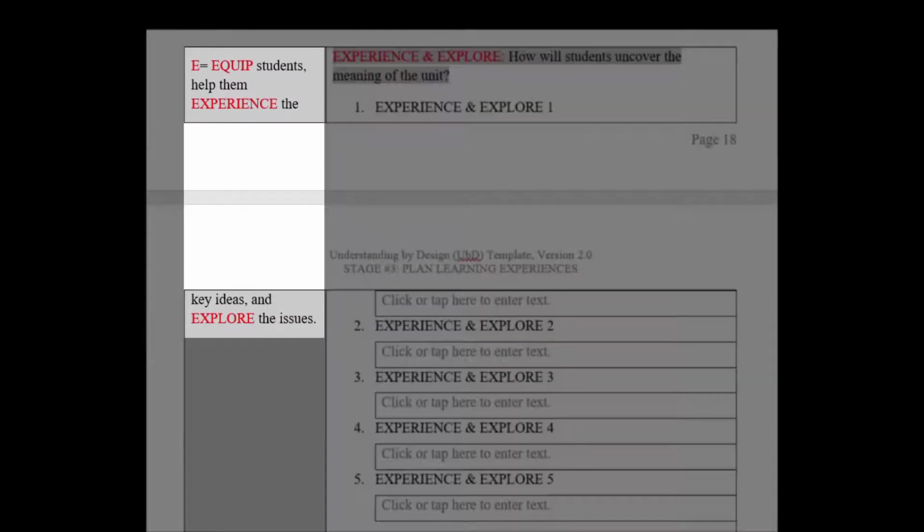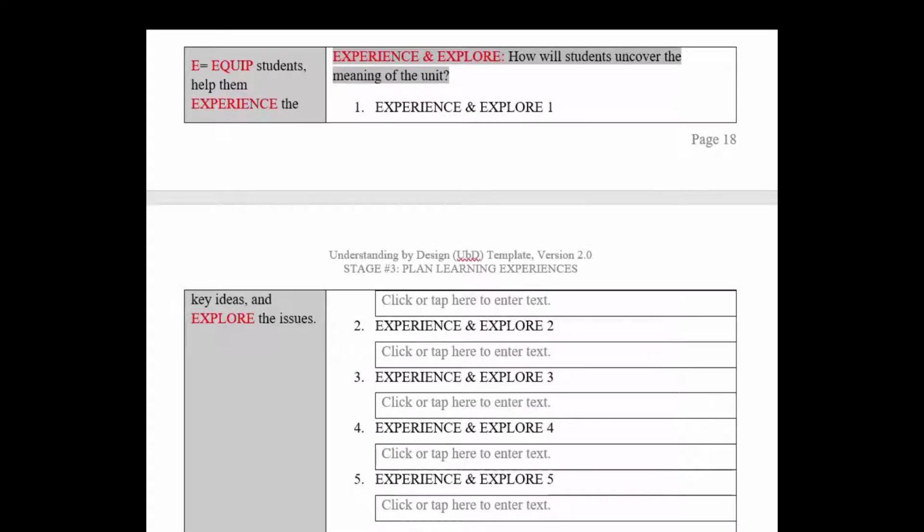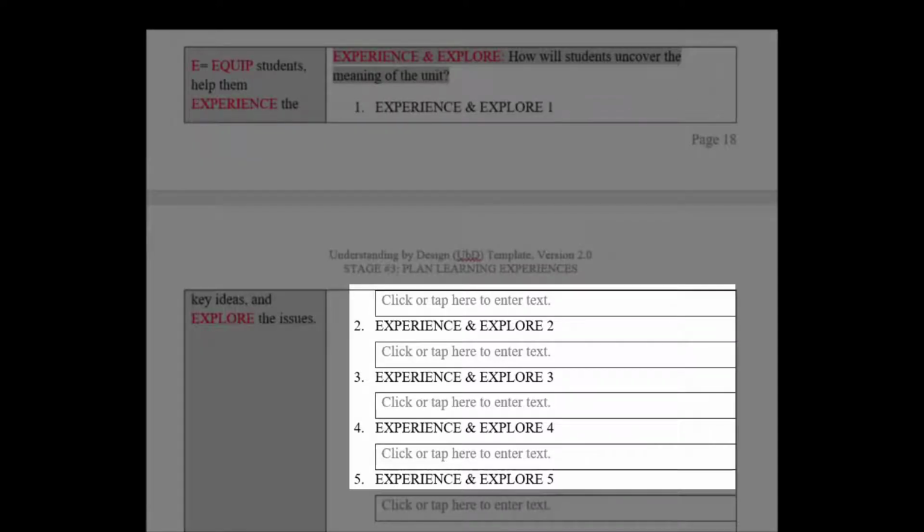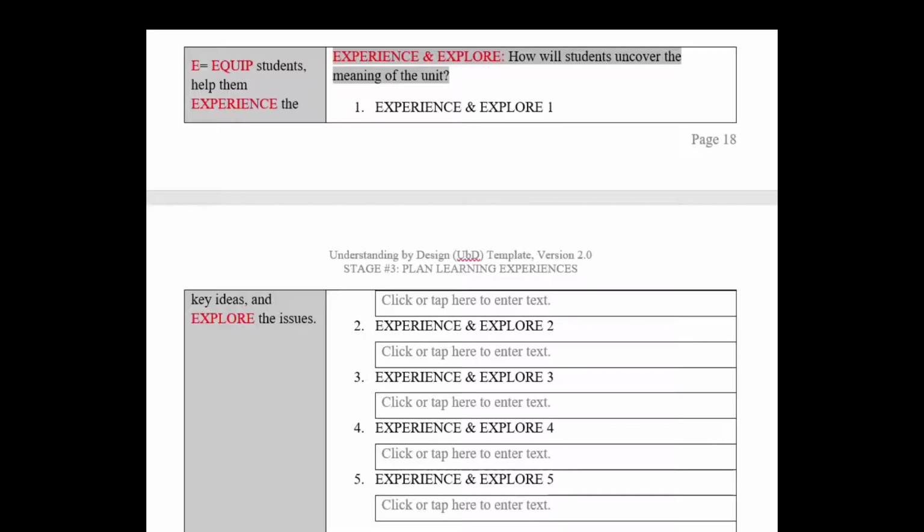The first E in Where To stands for Experience and Explore. This is how students uncover the big ideas. It also gives them a chance to learn more so they can be equipped for their required performance. Once you identify how students will experience and explore the big ideas, enter them here.